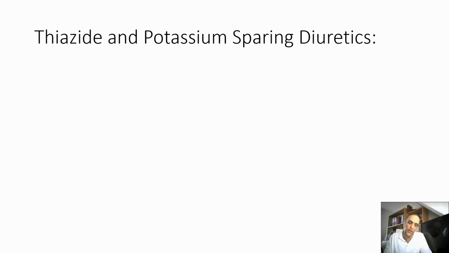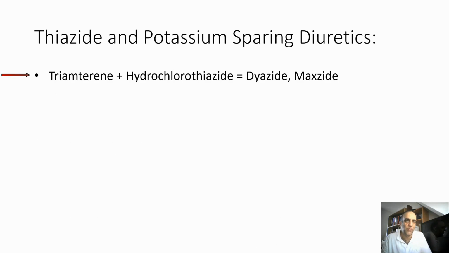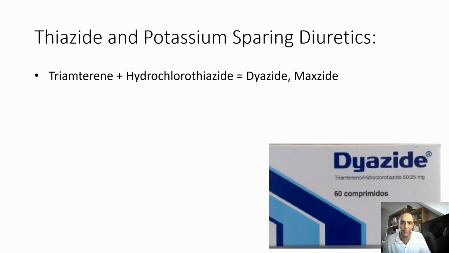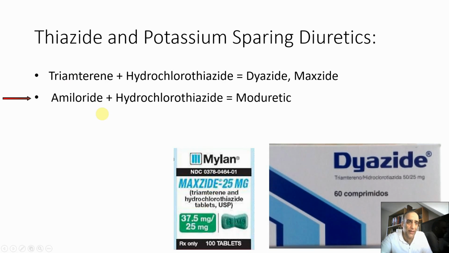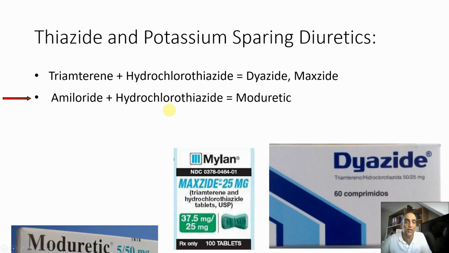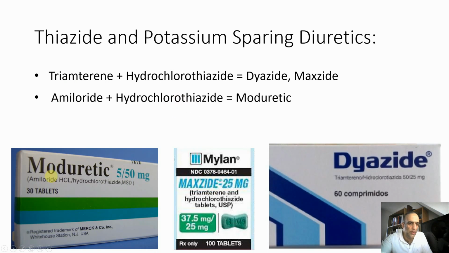Thiazide and potassium-sparing diuretics, as I mentioned, can be combined very nicely. Triamterene and hydrochlorothiazide we can use in the drugs with the names Dyazide or Maxzide. As you see, the amount is Triamterene 50 milligrams and hydrochlorothiazide 25 milligrams. And for the other one we use 37.5 milligrams of Triamterene and 25 milligrams of hydrochlorothiazide. And the Amiloride and hydrochlorothiazide combination is a diuretic, in which we use Amiloride 5 milligrams with hydrochlorothiazide 50 milligrams.